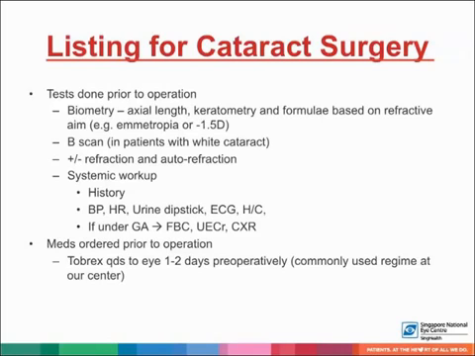A systemic workup typically involves taking a good history to see what the other medical comorbidities might be, doing a blood pressure check, a heart rate check, a urine dipstick, ECG, and hypocount. And if under GA, you might also want to consider doing a full blood count, urea, electrolyte, creatinine, and CXR, just X-ray, for patients that you need to do cataract surgery under GA under special circumstances. In our center, we order Tobrex or tobramycin 4 times a day to the eye, 1 to 2 days pre-operatively. Other options include Cravit or levofloxacin or moxifloxacin.